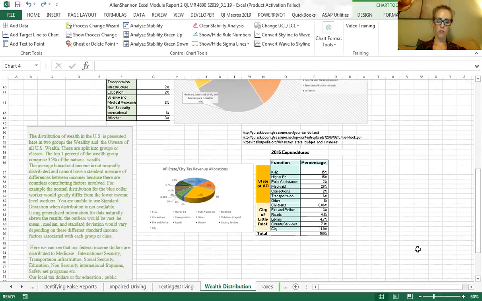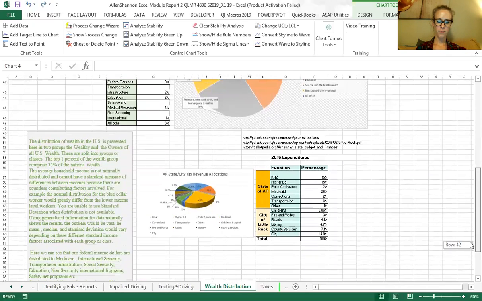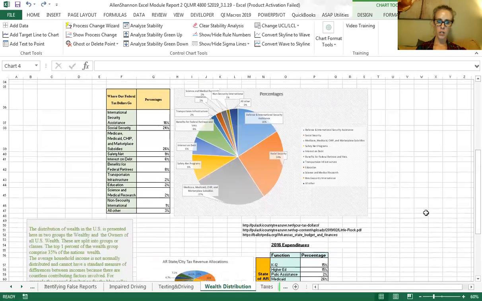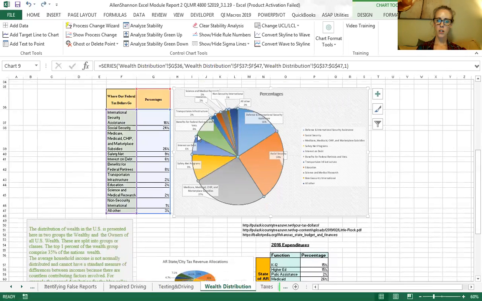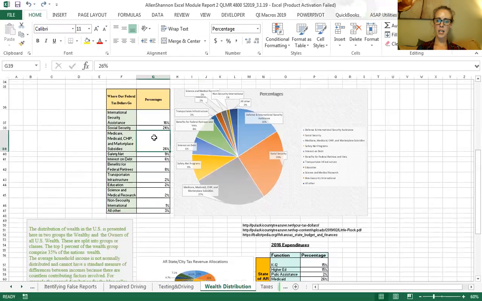Here we can see where our federal income dollars go: international security assistance, Social Security, Medicare, Medicaid, the CHIP program, safety net, interest on debt, of course, we have lots of that in America. Benefits for federal retirees. Can I just back up for 2 seconds?